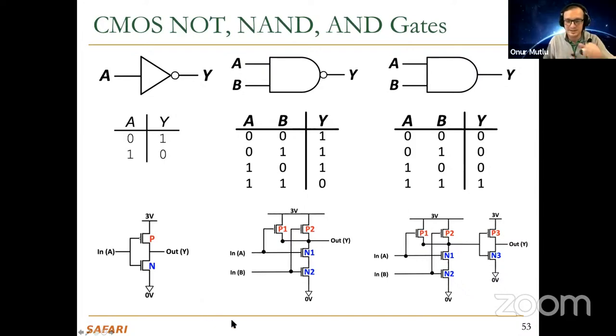Okay, let's get started. So hopefully now you have a good basic understanding of how to build basic logic gates out of complementary metal oxide semiconductor transistors. Now let's understand this CMOS gate structure a little bit more.